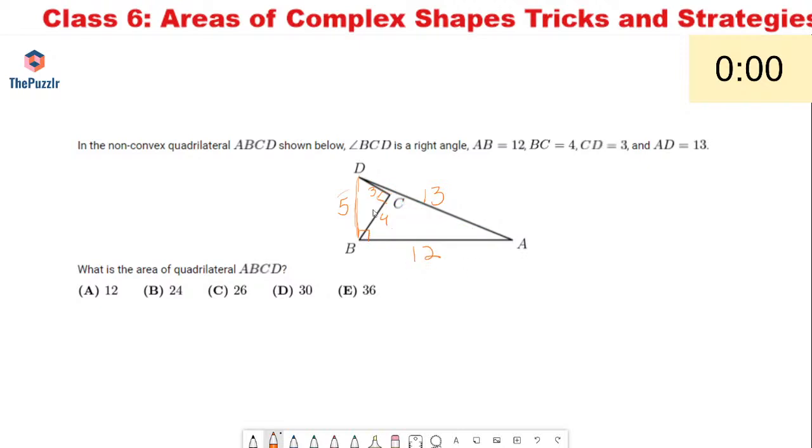So we can do that. The area of DBA is 5 times 12 divided by 2, so that would be 30. The area of DCB is 3 times 4 divided by 2, so that would be 6. So 30 minus 6 equals 24. So our final answer is 24, and we're good to go.